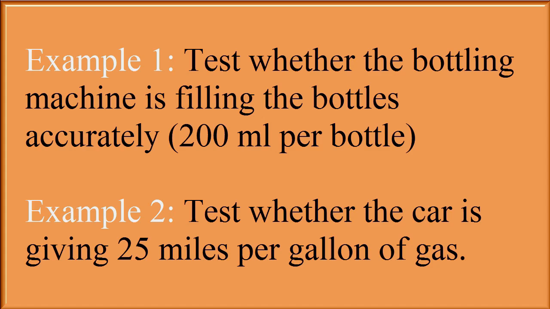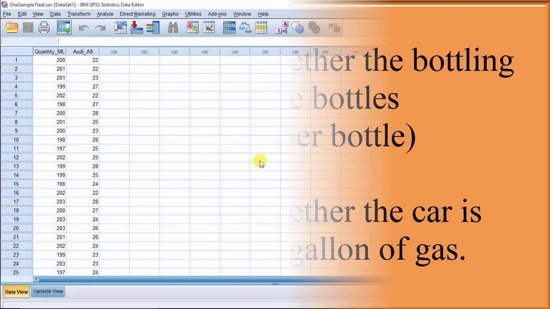sample independent t-test. In another example, a car manufacturer claims that their car gave 25 miles per gallon of gas. You gathered miles per gallon data of randomly selected cars and wish to test whether the company claim is accurate or not. Here also, you can use one sample t-test.